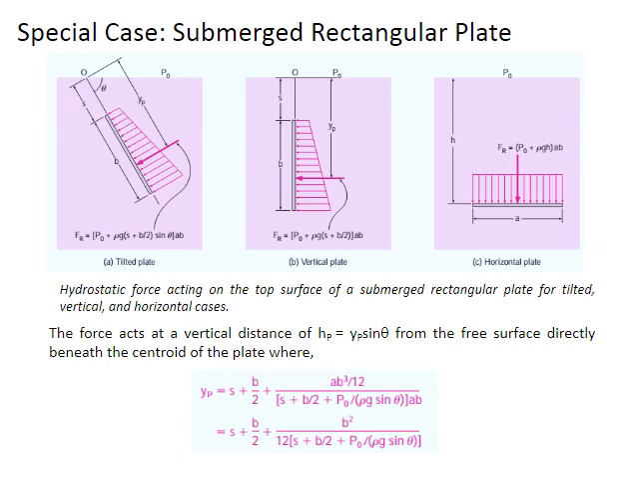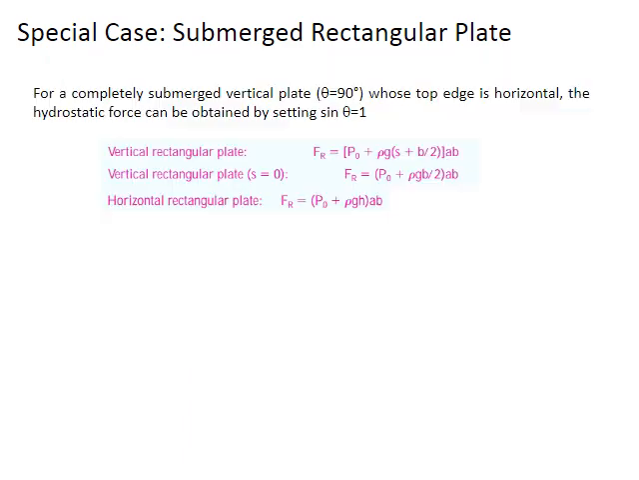Now we will find out the vertical distance of the center of pressure from the free surface directly beneath the center of the plate. That will be equal to y P equals s plus b by 2 plus AB cube upon 12 upon bracket s plus b by 2 plus P naught upon rho g sin theta bracket close into AB. We will find that vertical distance one by one for each and every special case.